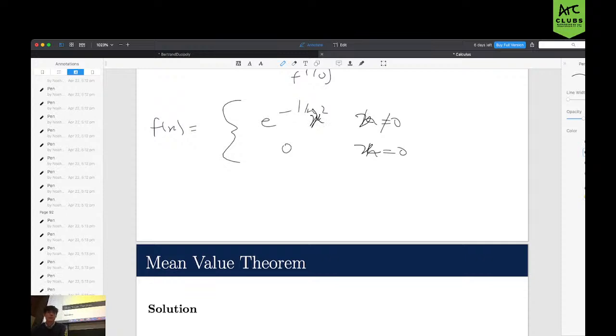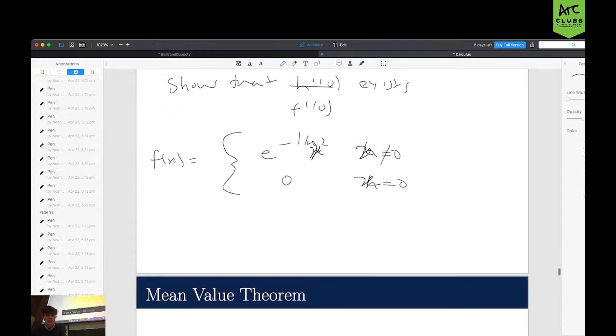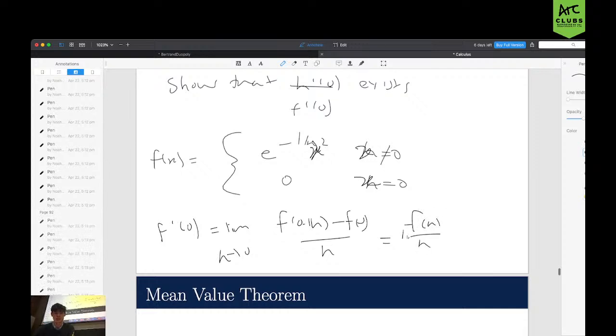Well, what is the derivative f dash of 0? Well, we can use first principles, right? So we know that f dash of 0 is going to be the limit as h approaches 0 of f of 0 plus h minus f of 0, divided by h. f of 0, we know that it's equal to 0, using our function here. So therefore, it's just going to be f of h divided by h, and we're looking at the limit as h approaches 0.